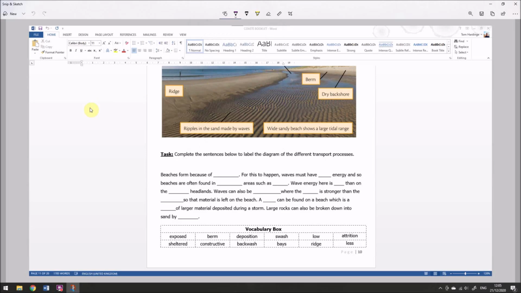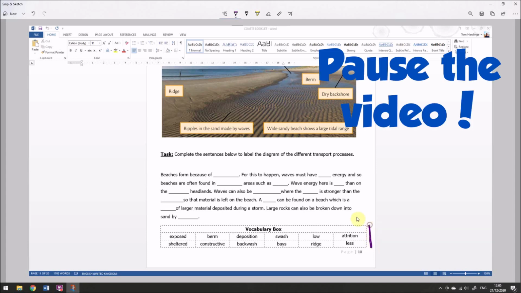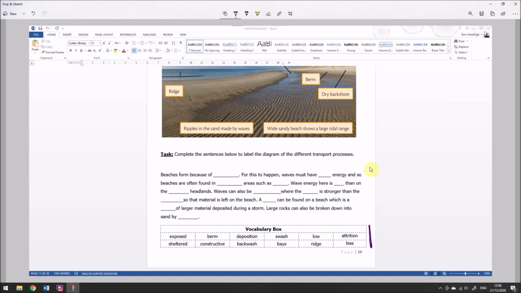If you scroll down in your booklets, you'll see that you've got some sentences underneath your photograph to complete. What I'd like you to do is pause the video now and see if you can have a go at completing these sentences, making sure that you use the words in this vocabulary box at the bottom here. Make sure you're using these words to fill in these blanks. Okay, hopefully you've had a go at that now and you can check your answers as we go through this.